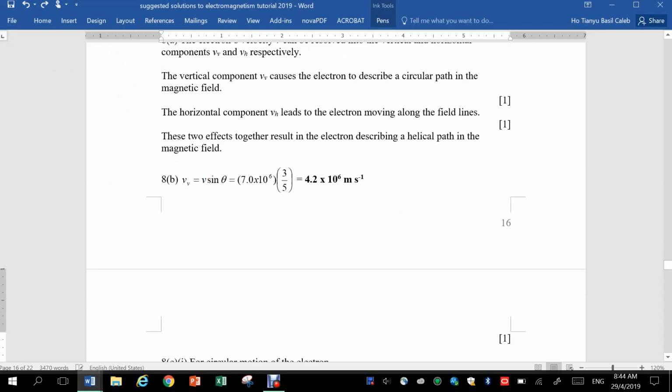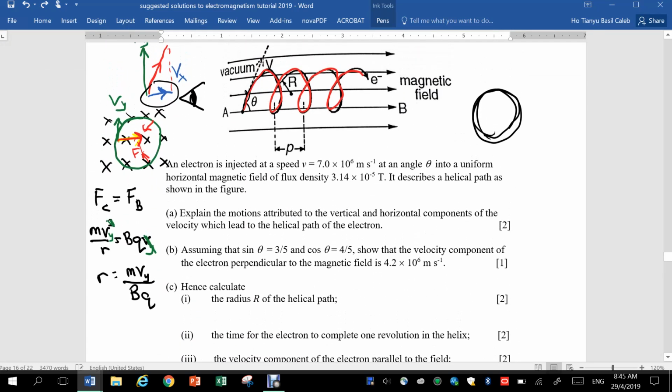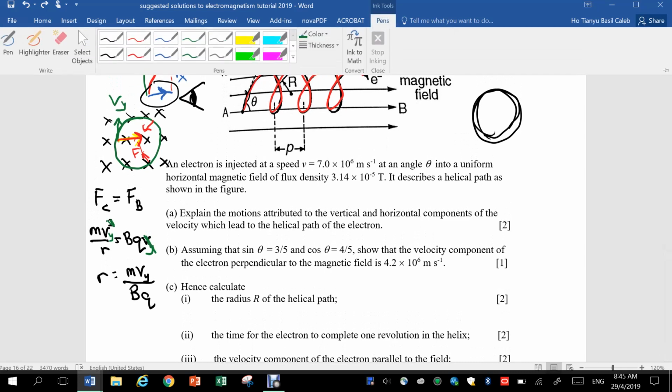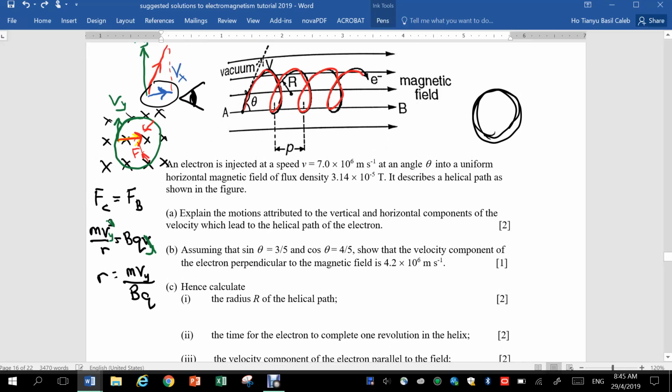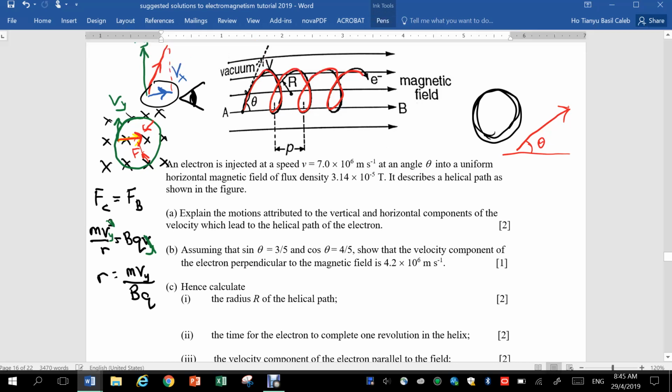Something is wrong. I can't seem to write over there. Let's write aside then. So let's look at the velocity again. So this is the velocity V, and theta, and we have given blue as the horizontal component.